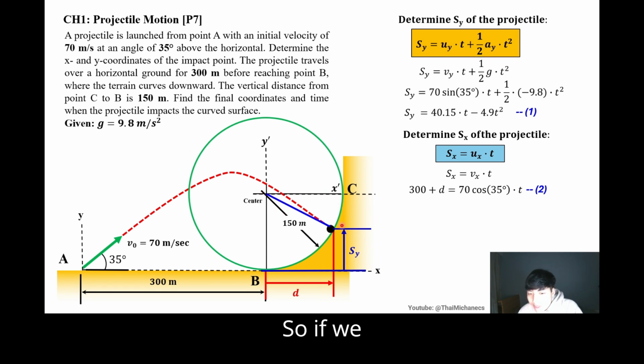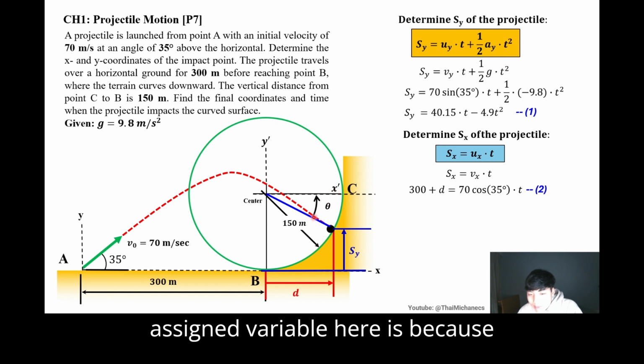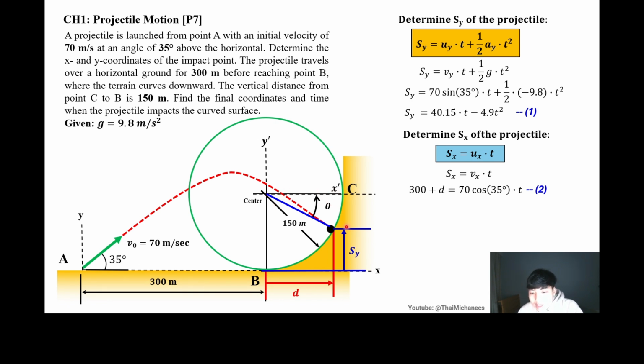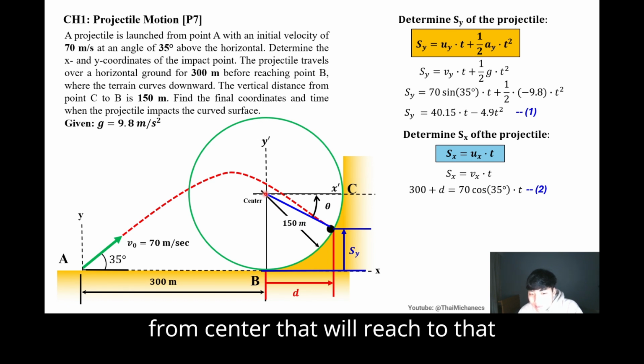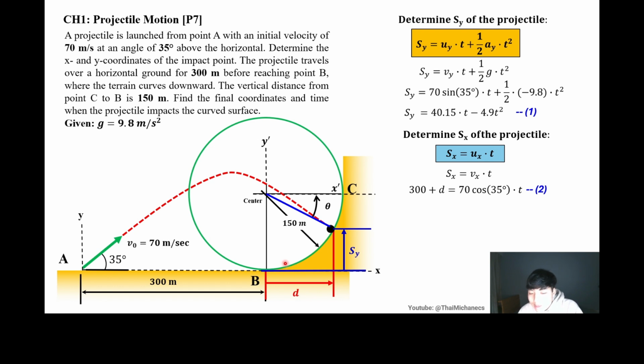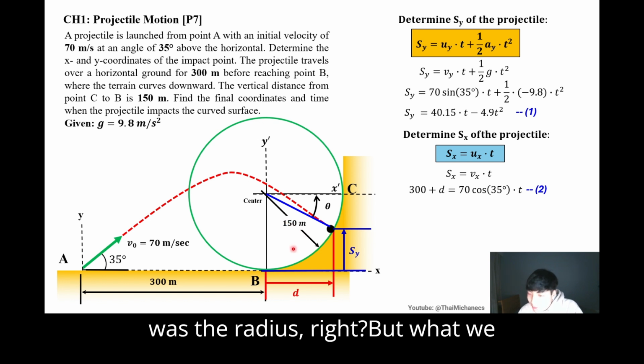Okay, so if we drew a blue line from the center to the impact point here, that line should make some angle with x prime. The reason I make the data assign variable here is because at any point of the curve, the distance from the center to that certain position should always be 150 meters, because it was the radius, right?